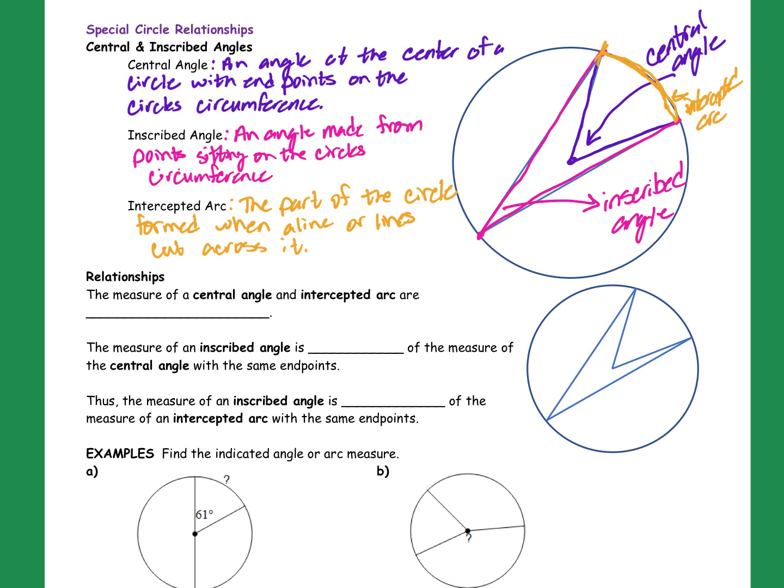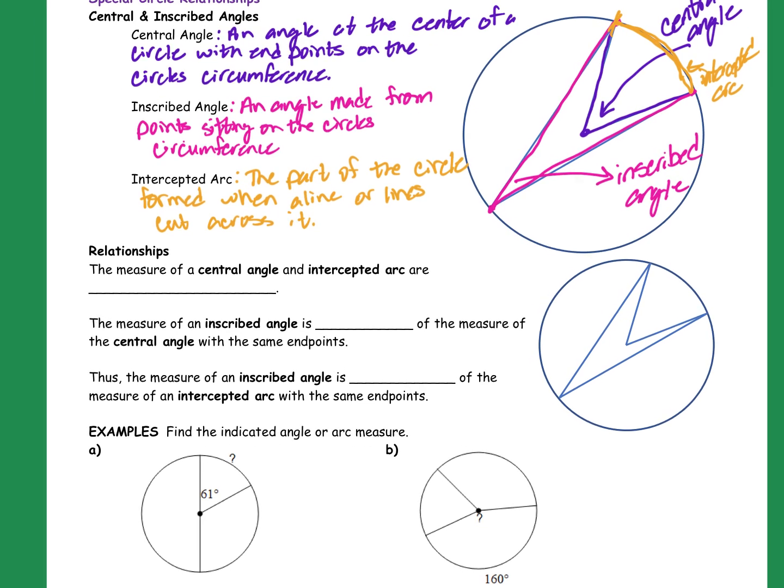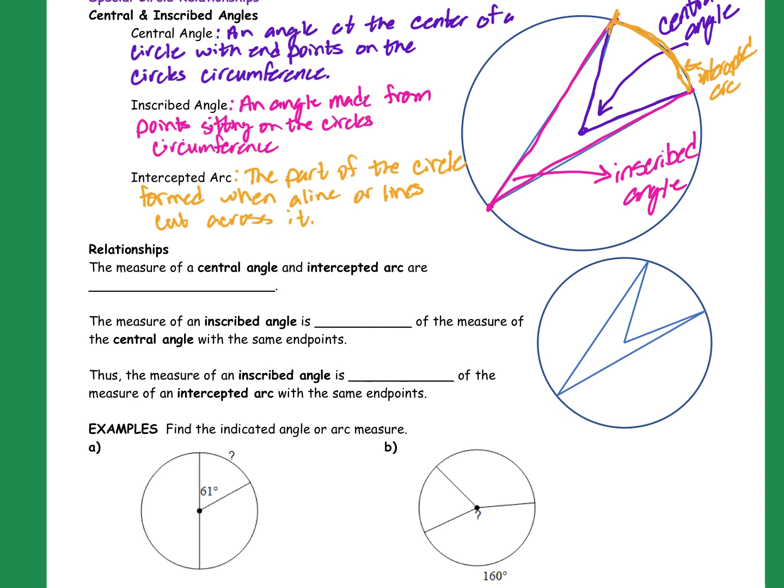I know. Okay. So here are the relationships, this is how they're related. The measures of a central angle and an intercepted arc are the same. Which means if the measure of this angle was, let's say, 50 degrees, that means this arc here measures 50 degrees also. They're the same. So if I know the central angle, I know the intercepted arc, how much it measures. Does that make sense? Are we okay?